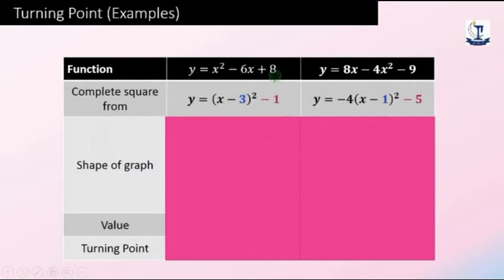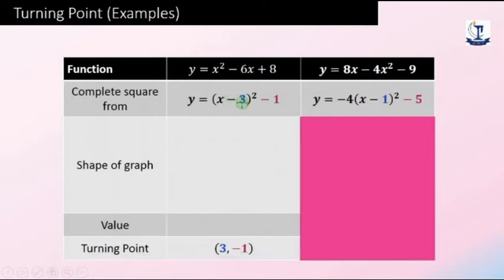When we express the given function in complete square form, then we have the numbers 3 and minus 1 in ordered pair as the required turning point. In this example, the coefficient of x square is positive. So the shape of the graph is a parabola opening upward. The graph has a minimum point and the minimum value is minus 1.